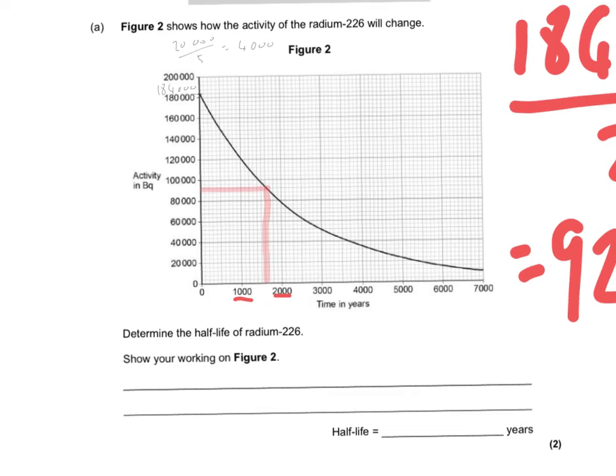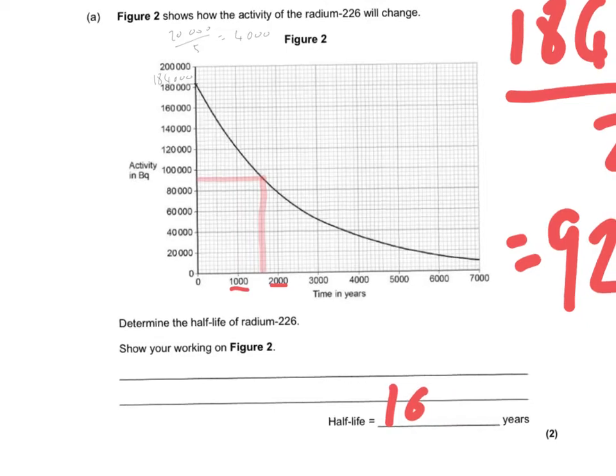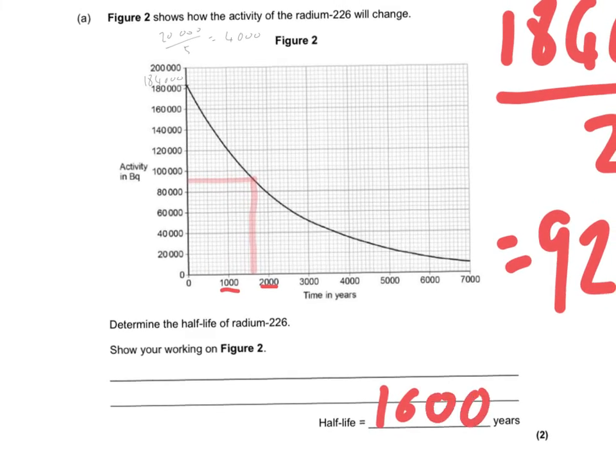I will have my answer as 1,600 years. The 0 doesn't come out very well there. 1,600 years. And we've read that from the graph. So in terms of marking points, you get 1 mark for showing your work on the graph here.